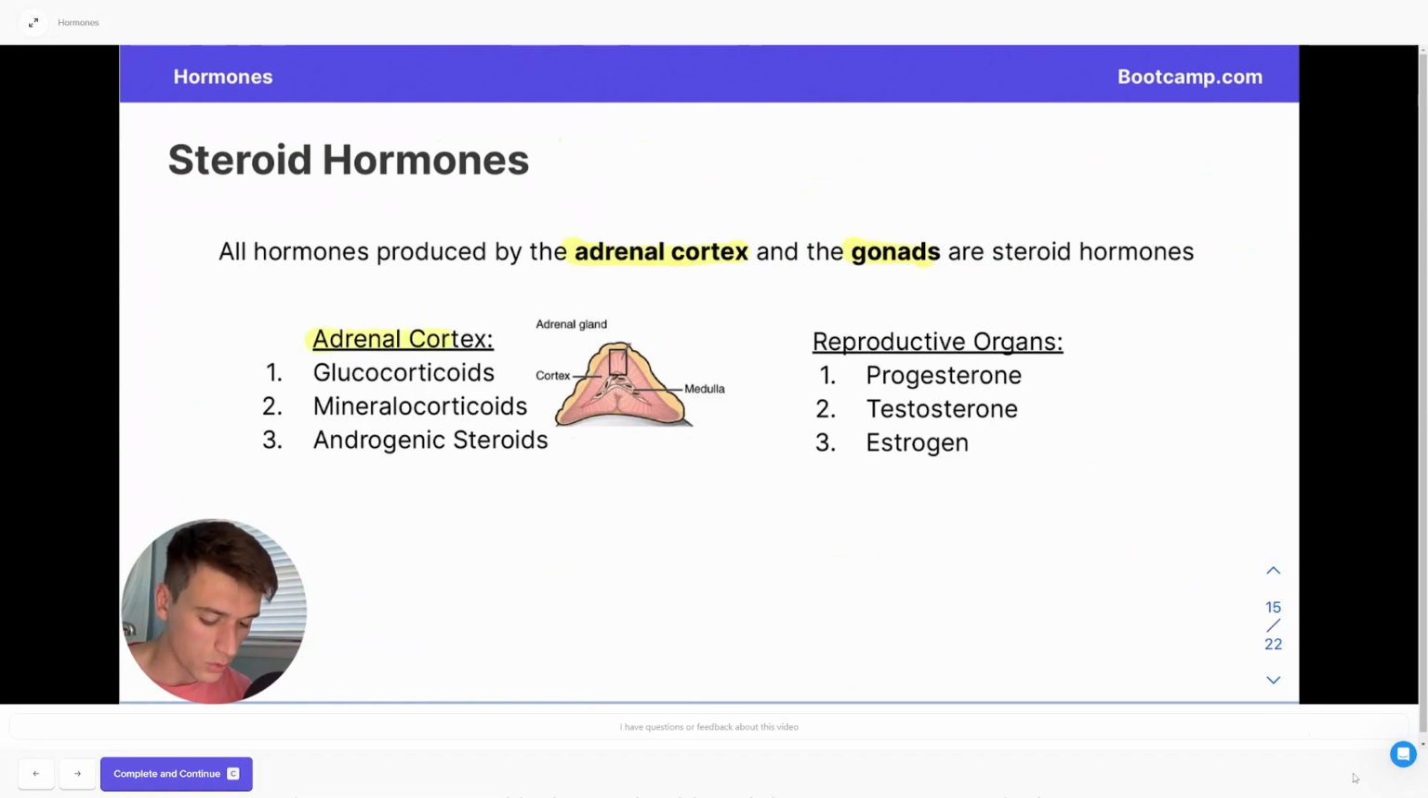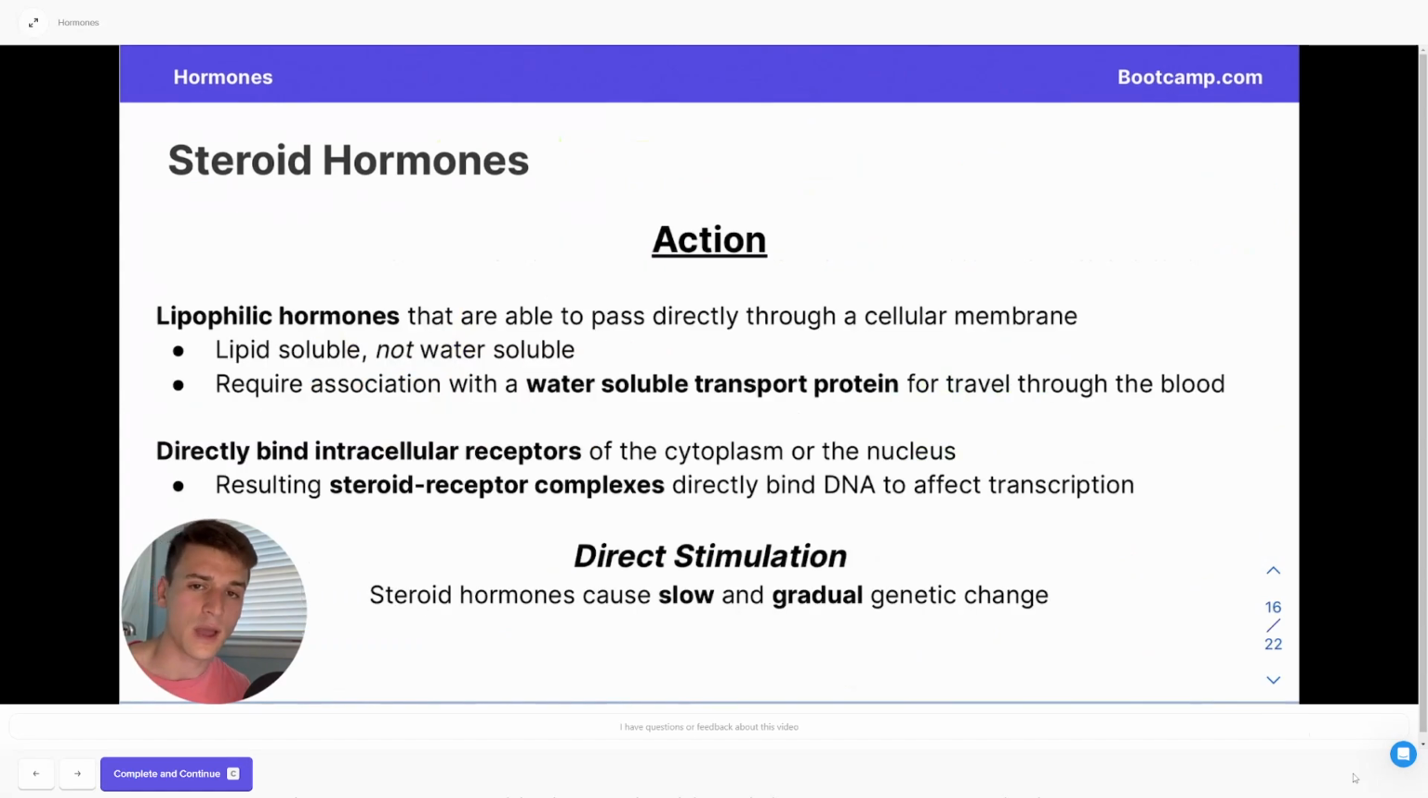For the adrenal cortex, the cortex being this outer portion of the adrenal gland, a gland that we're going to touch on in a later video, the important steroid hormones that it's going to produce are glucocorticoids, mineralocorticoids, and androgenic steroids. For the reproductive organs, for the testes and ovaries, we're going to be producing progesterone, testosterone, and estrogen.